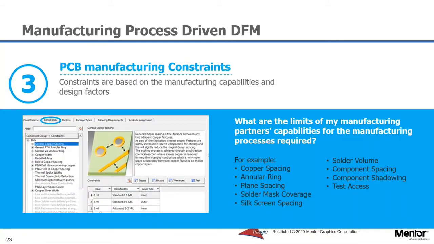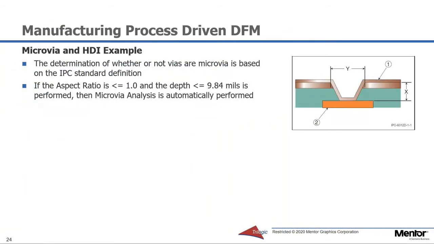Then the third step is to update your constraints for both the classifications and the factors in the constraint areas, so you can easily fine-tune exactly how you want the setup to your rules to analyze your design. For example, we can select factors such as copper weight of 1/2 ounce, 1 ounce, or 2 ounce, along with layer side for inner and outer layers. Now we can select each of the constraint categories and set up constraint values for these factors.